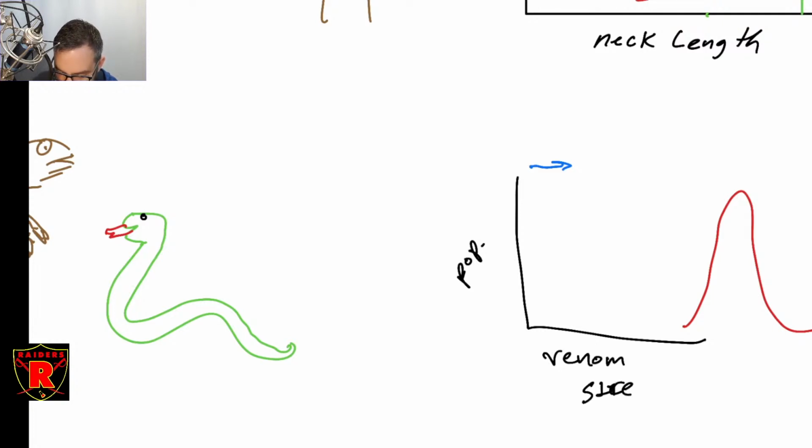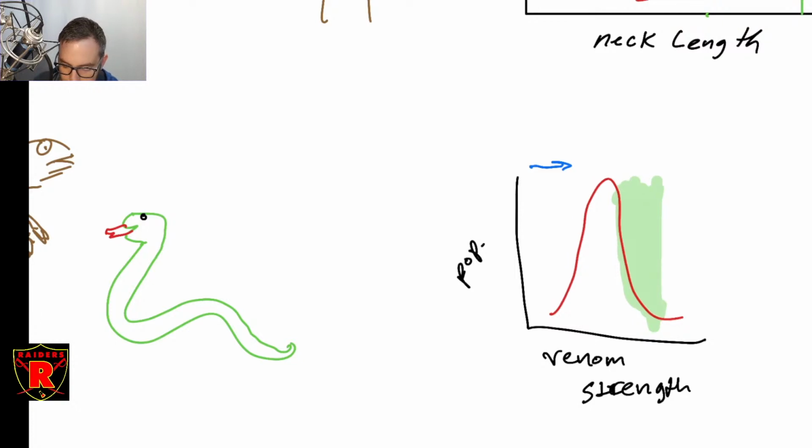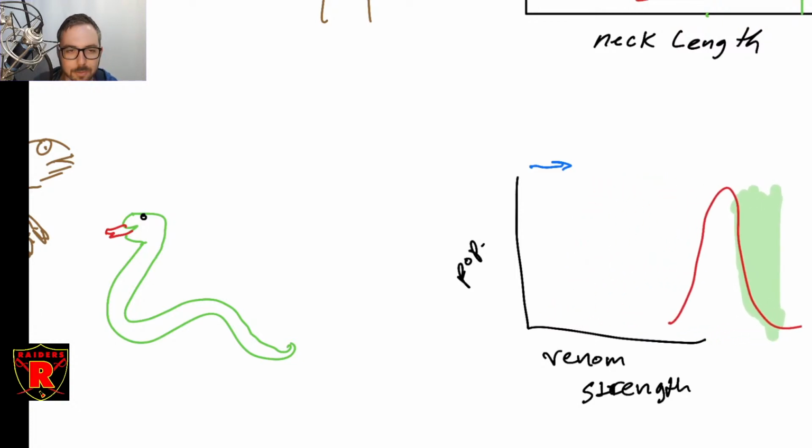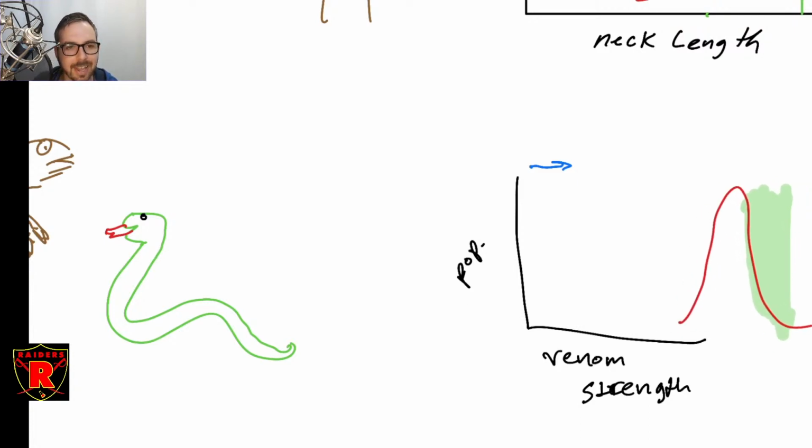Because only the strongest venom, did I just spell strength right? Yeah. Only the strongest venom, that would be like the venom over here, is going to kill the mongoose. And so over time, this is going to shift over and shift over and shift over. And they keep co-evolving with each other over time until you get a super, super venomous snake and a super, super venom resistant mongoose.